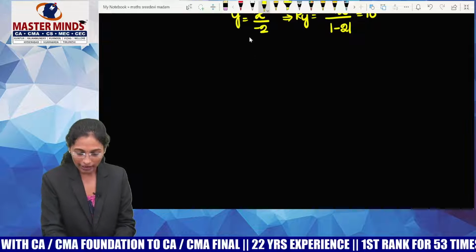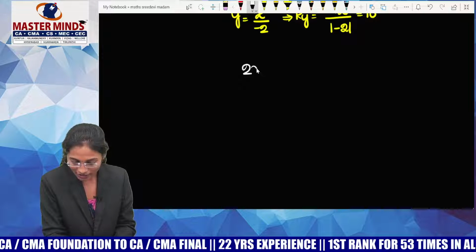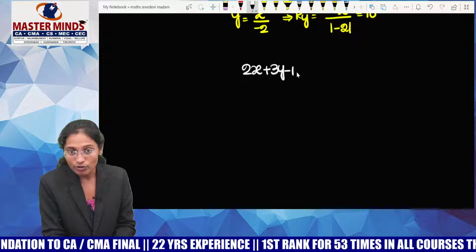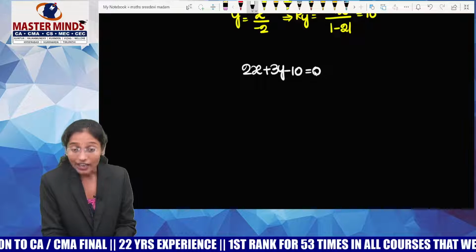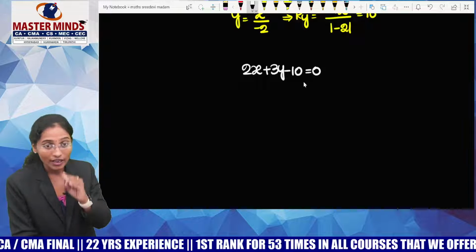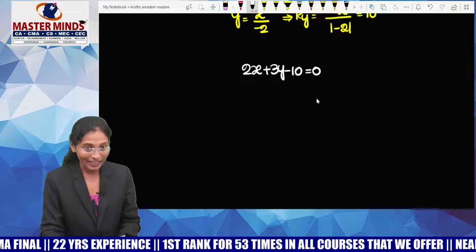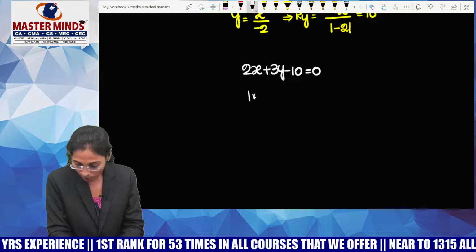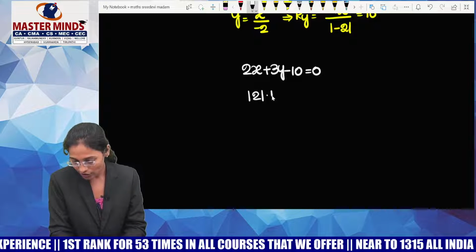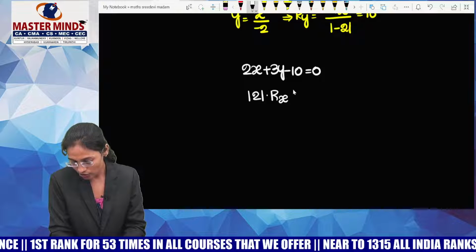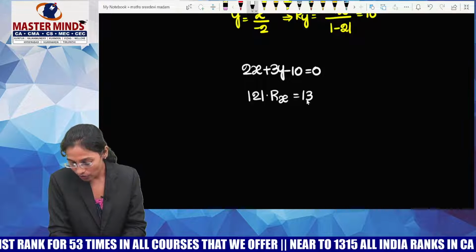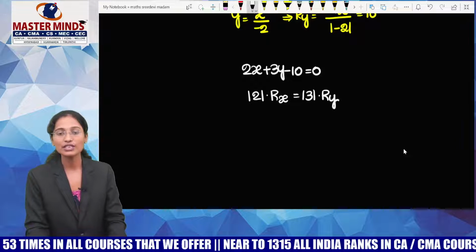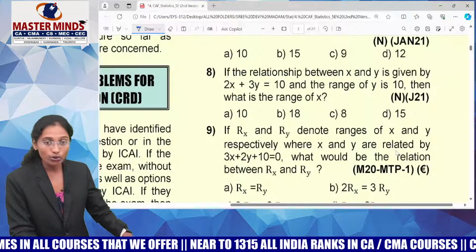So guys, simply I am writing the relation between x and y is 2x plus 3y minus 10 equal to 0. Guys, try to understand. Range is unaffected due to origin and it is not affected due to sign. It is just affected due to scale. That is why just write this way: mod 2 into range of x is equals to mod 3 into range of y.